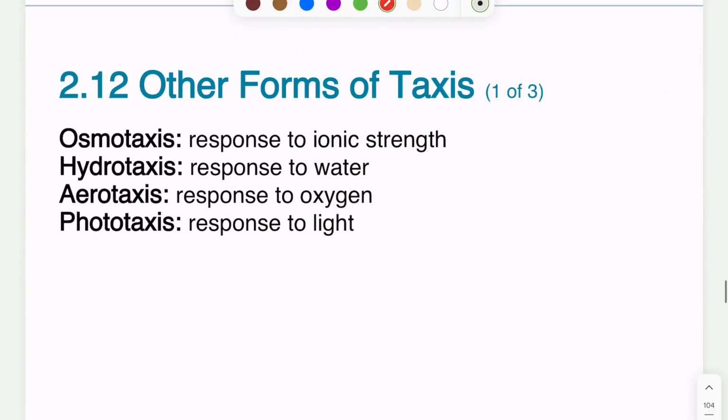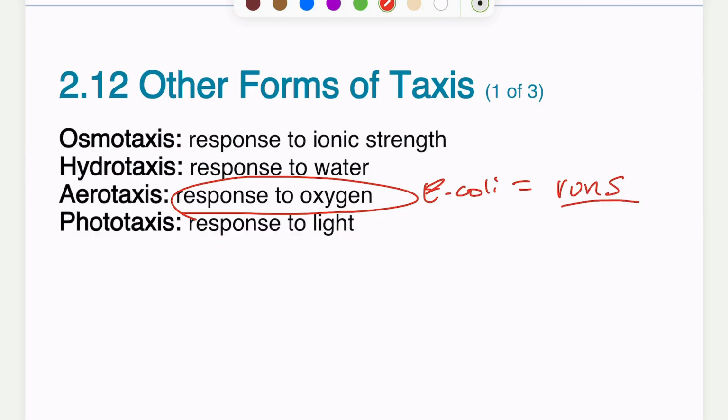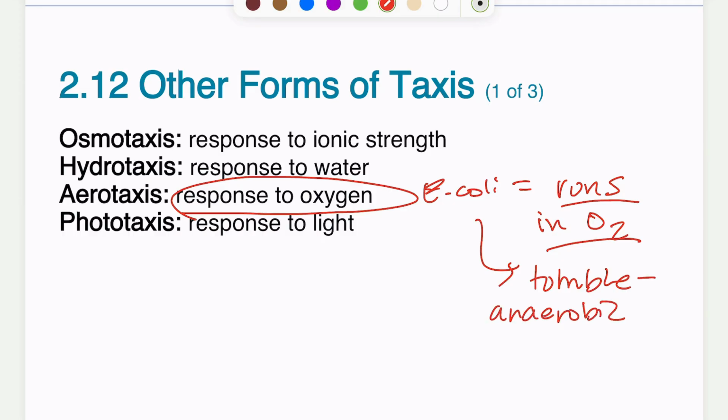So there are ways that bacteria can respond with their flagella, in their differences in the response to oxygen. So they'll move their flagella. For example, E. coli will do more run movements in the presence of oxygen. And then E. coli will do more tumble movements in an anaerobic environment, so no oxygen environment.